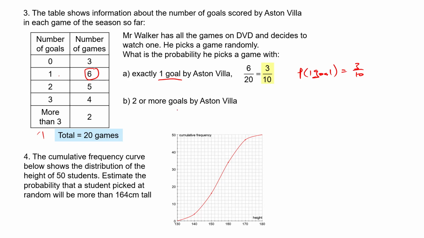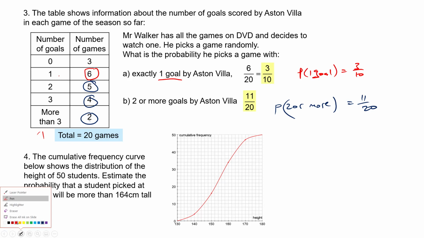2 or more goals. So let's change pen color. Make it easier to see. So 2 goals, 3 goals, or more than 3. 5 plus 4 is 9, 10, 11 out of 20. So we've got a probability of 11 out of 20. 2 or more goals is 11 out of 20. I'll just go back to red.